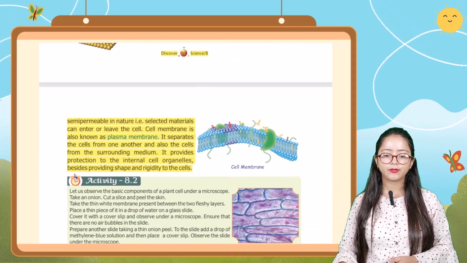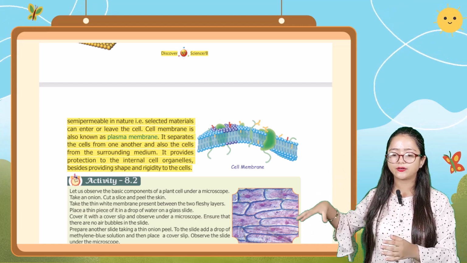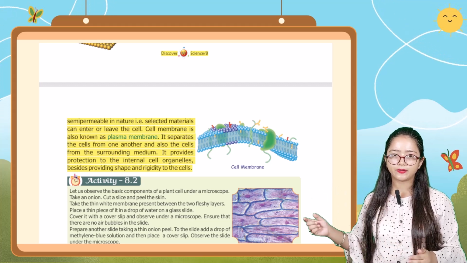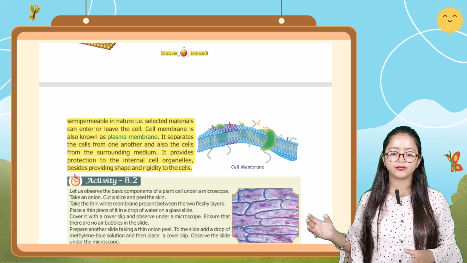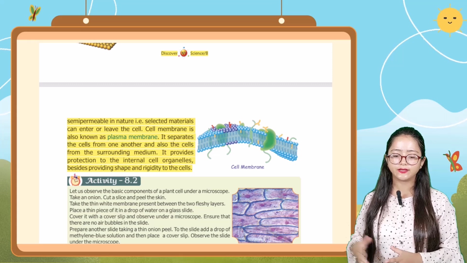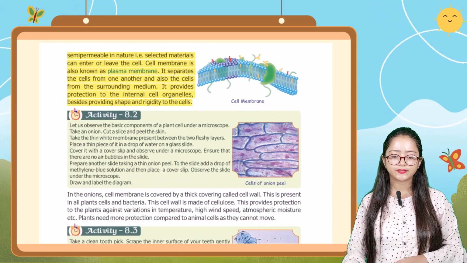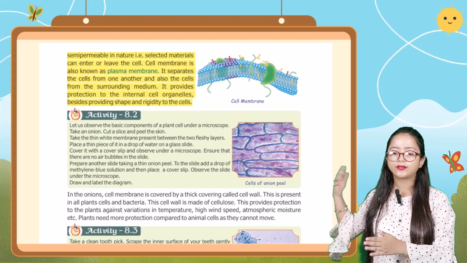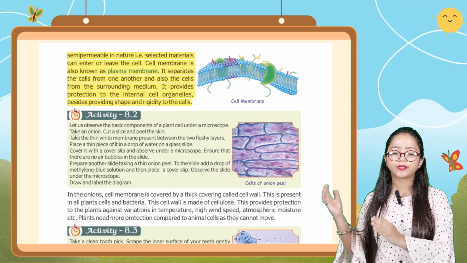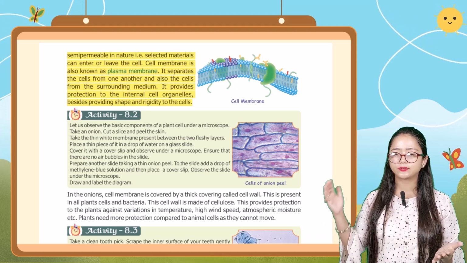So basically, the cell membrane is the outer covering of the cell, and the cytoplasm and nucleus are inside it. They are enclosed within the cell membrane, which is semi-permeable in nature. That is, selected materials can enter it and go out or leave the cell. The cell membrane is also known as the plasma membrane. It separates the cell from one another and from the surrounding medium, and it provides protection to the internal cell organelles besides providing shape and rigidity to the cells.